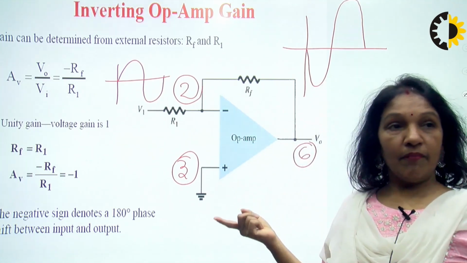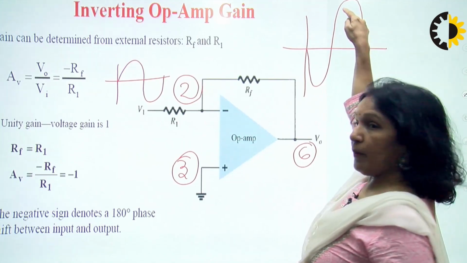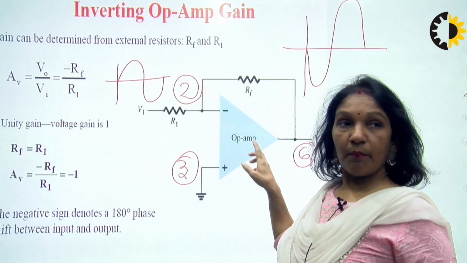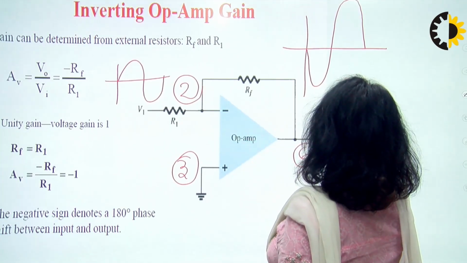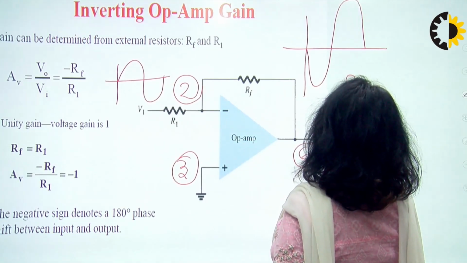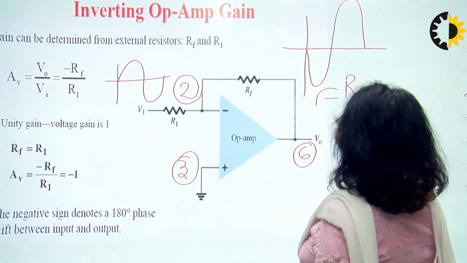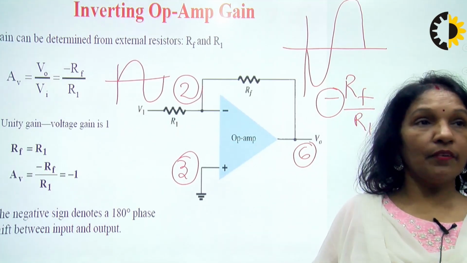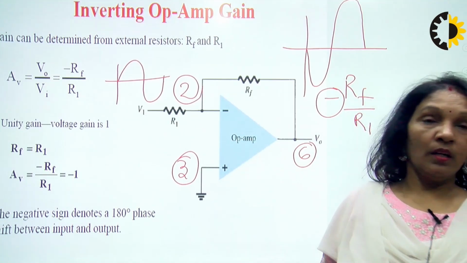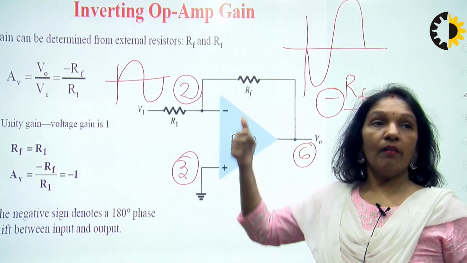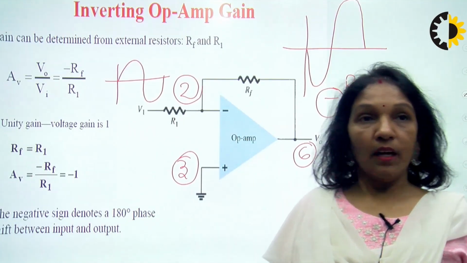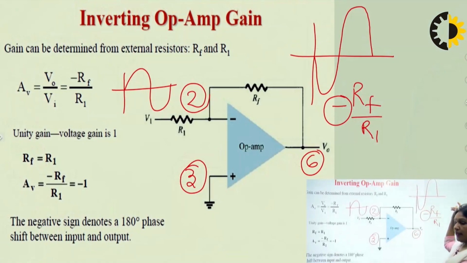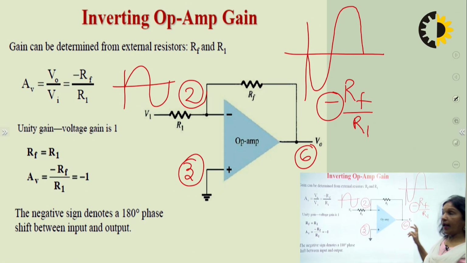That means the amplified version, and how much amplification takes place depends upon the gain of this amplifier circuit, and the gain is nothing but minus RF by R1. The minus sign represents the 180 degree phase shift, and the ratio of the feedback resistance to the input resistance, that is R1, represents the gain of the amplifier. So this we have already discussed in the previous lecture.